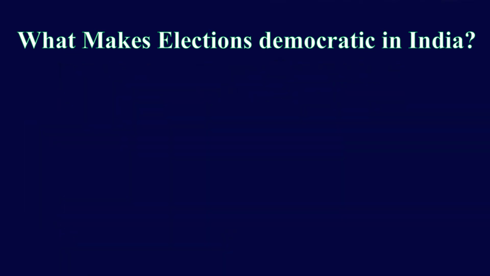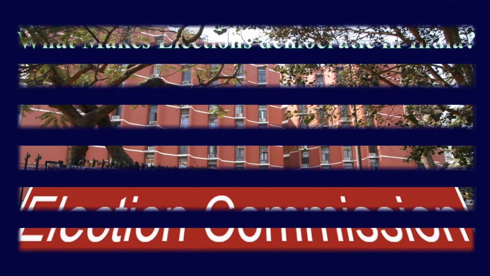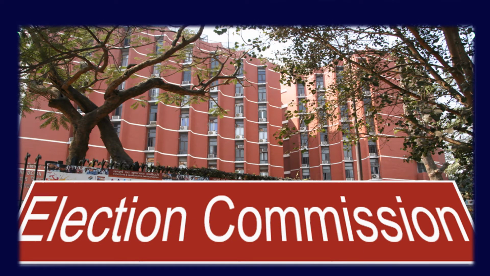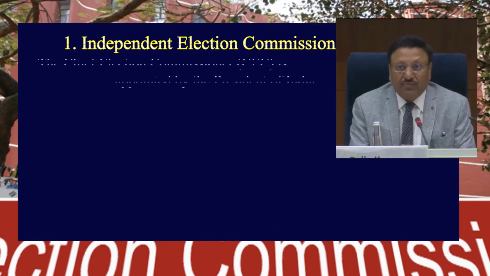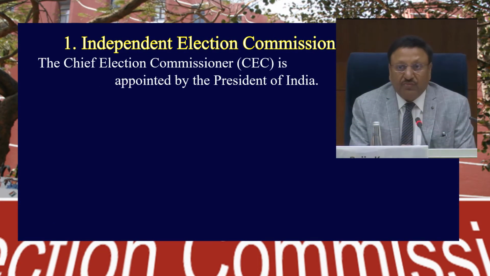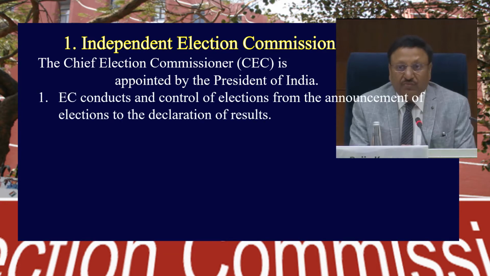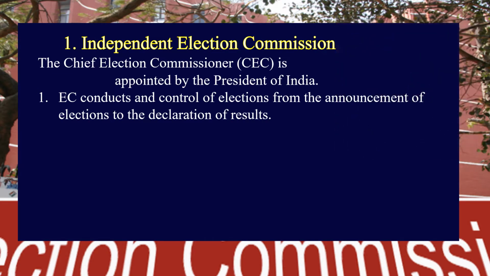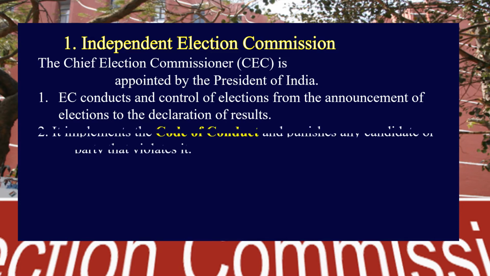Let's check the process of elections in India. In India, we have an independent election commission to conduct the elections. The chief of the election commission is appointed by the President of India. The election commission in India has a wide range of power. It conducts and controls the election from the date of its announcement to the date of declaration of results of the elections. Means from the date of the announcement of the elections to the date of the declaration of the result of the elections, the election commission conducts and controls all the activities of the elections.